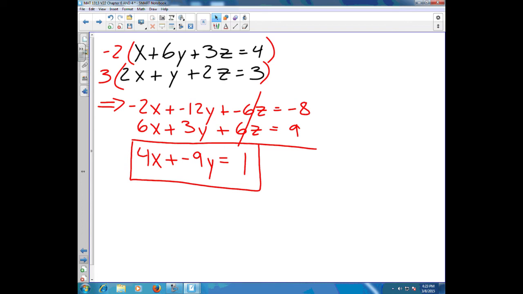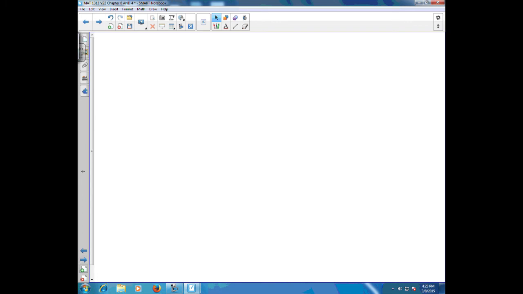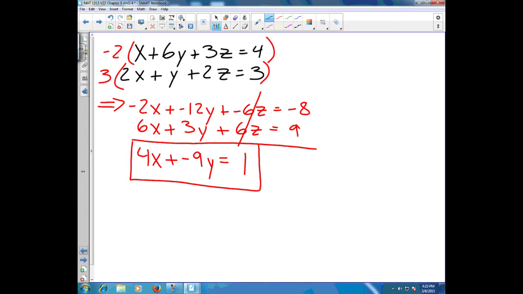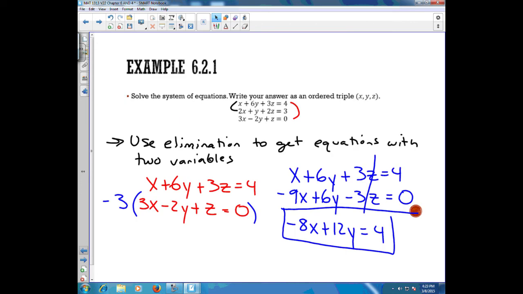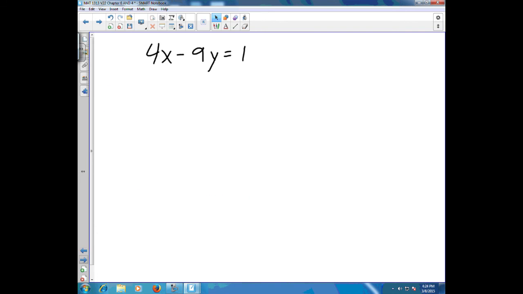Now we have two equations in terms of x and y. We're going to eliminate again, this time either x or y, whichever is more convenient. So let's go to our next slide. We've got 4x minus 9y is equal to 1. That was from our last grouping. And from the first grouping, we have -8x plus 12y is equal to 4. In this case, it seems easier to eliminate x.